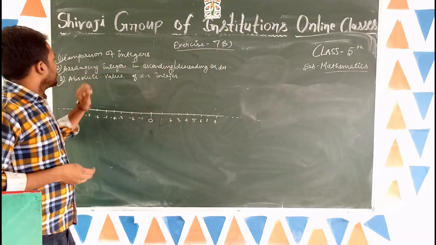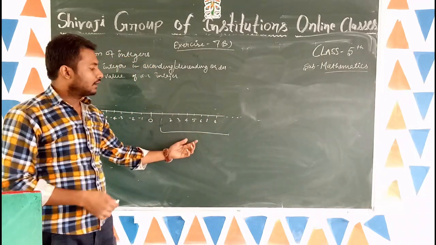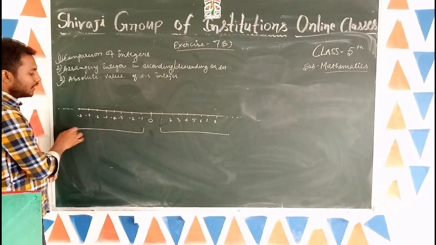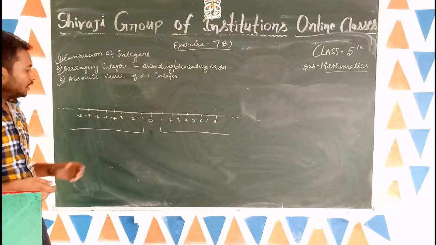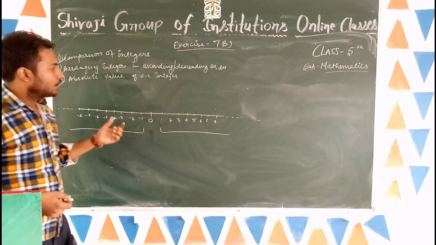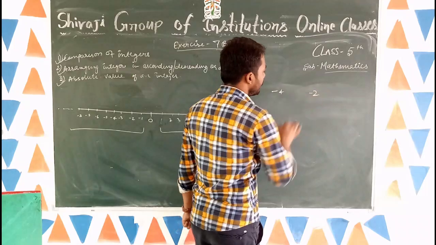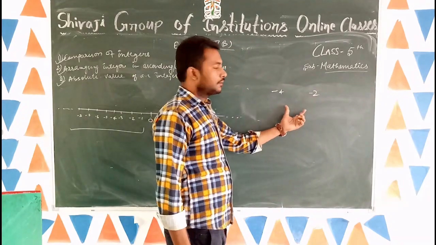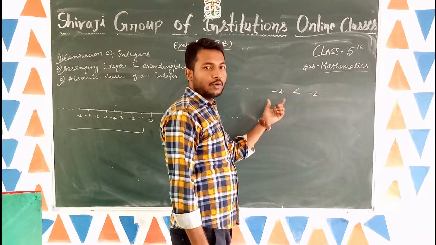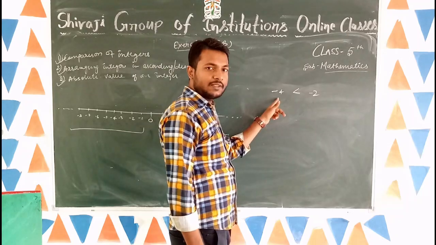So first, comparison of integers. This is very simple using the right side numbers. But in the case of left side numbers, which are opposite numbers or mirror numbers, the case is just opposite. So if we compare -4 and -2, which number is greater? Here -2 will be greater and -4 will be smaller. -2 will be greater and -4 will be smaller.